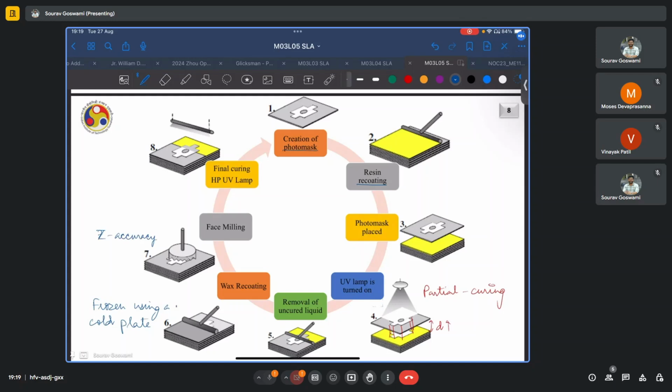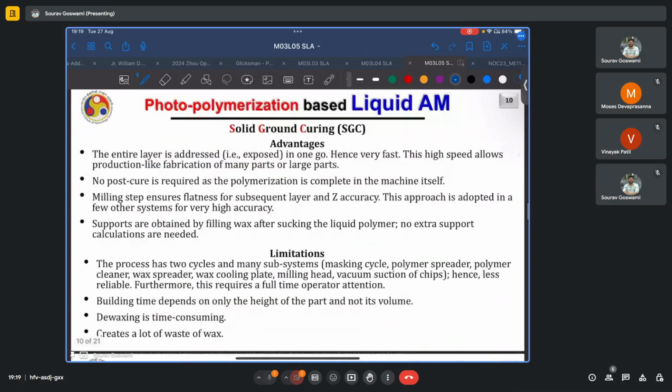Once Z accuracy is achieved, you have the final curing with, say, a high power UV lamp. So this was only partial. And then with the next layer, this process repeats itself. Some advantages and limitations: the entire layer is exposed in one go, hence it is very quick.